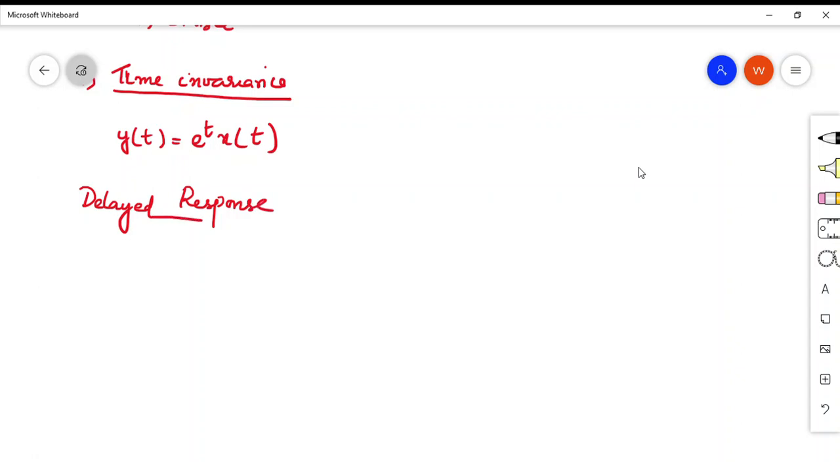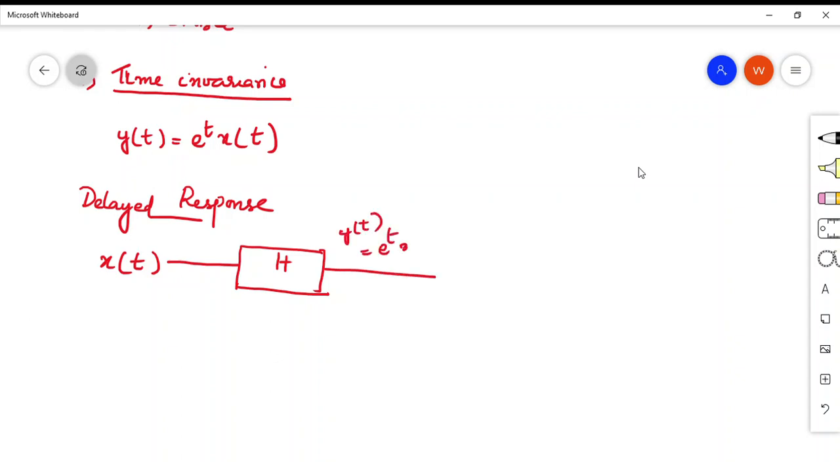For finding the delayed response, you take input x of t. You have to delay your response, which means first you have to find your response. Response means output, so this input has to be passed through your system H so that you get your output, that is y of t. This will be equal to e raised to t x of t. So this is your response now.